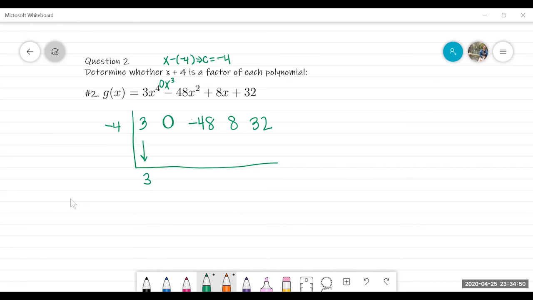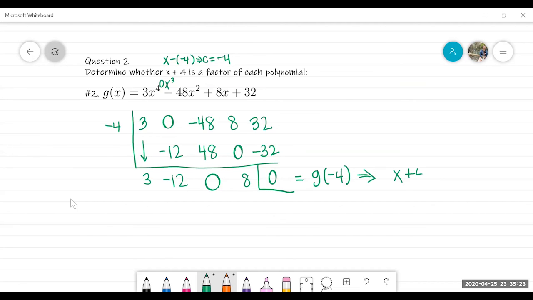3, -4 times 3 is -12, plus 0, right? So it's still just -12, times -4 is a positive 48, which gives us 0, right? -4 times 0 is 0. 8 plus 0 is 8, and -4 times 8 is -32, which in fact does give us a 0. So this is equal to g of -4, right? Which tells us that x plus 4, again, notice the difference there, right, is a factor. Okay? See you in the next question.